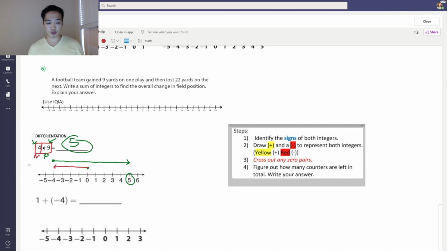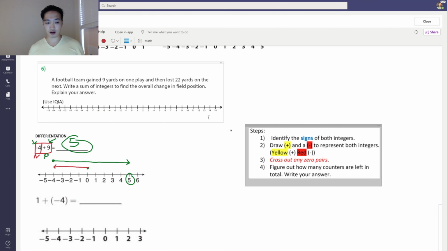So again, we have -4 and positive 9. Don't worry about all those colorings. What I can do here is draw how many negatives, so identify the signs. We know it's a negative, it's a positive. So we did step 1, and then draw a yellow. I don't want yellow, I want green instead. And then we want red. Draw a yellow positive, a green positive, and a red negative to represent both integers. The first integer here is a -4. So guess what?